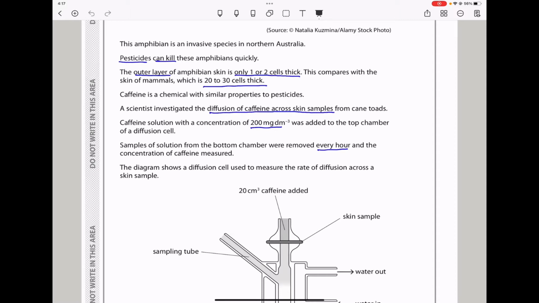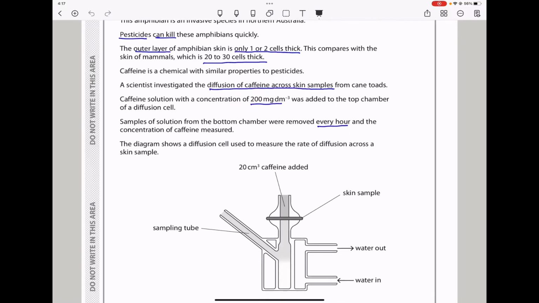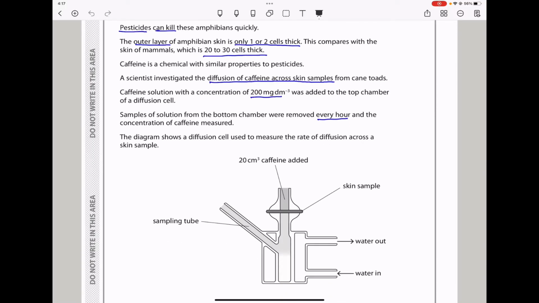A scientist investigated the diffusion of caffeine across skin samples from a cane toad. Caffeine solution with a concentration of 200 milligrams per decimeter cubed was added to the top chamber of a diffusion cell. Samples of solution from the bottom chamber were removed every hour and the concentration of caffeine measured. The diagram shows a diffusion cell used to measure the rate of diffusion across a skin sample.